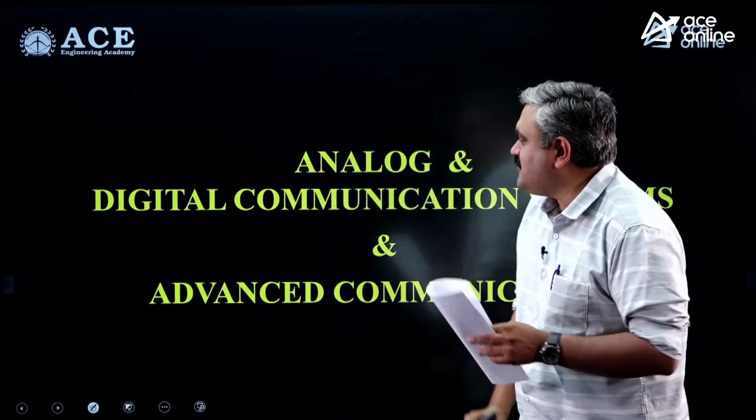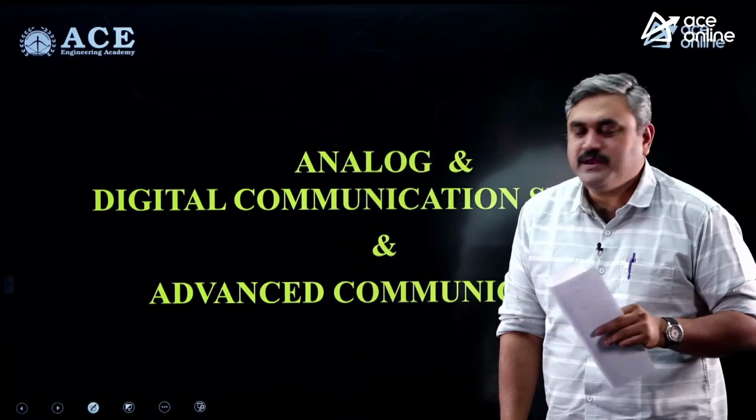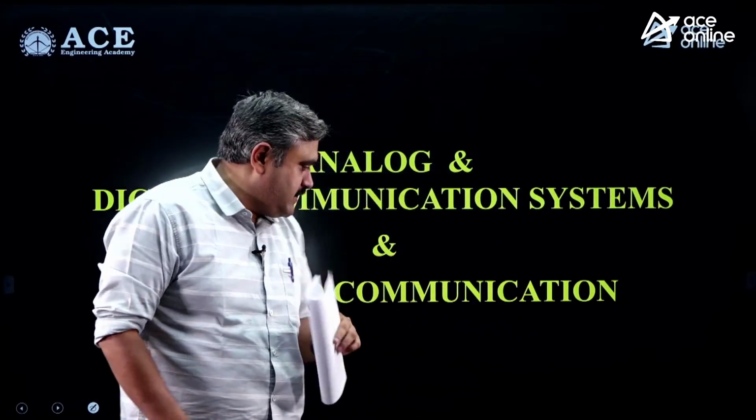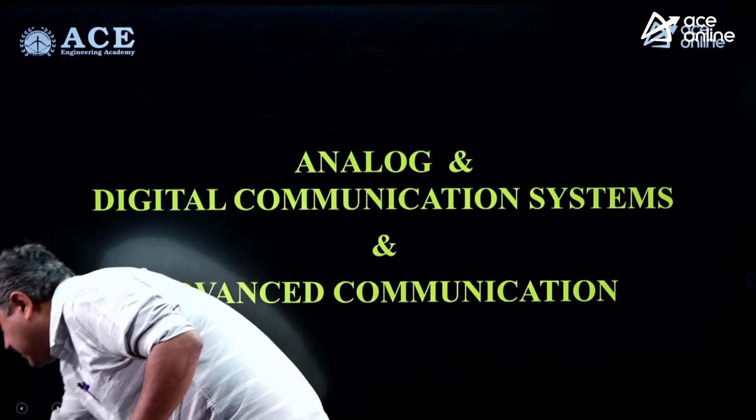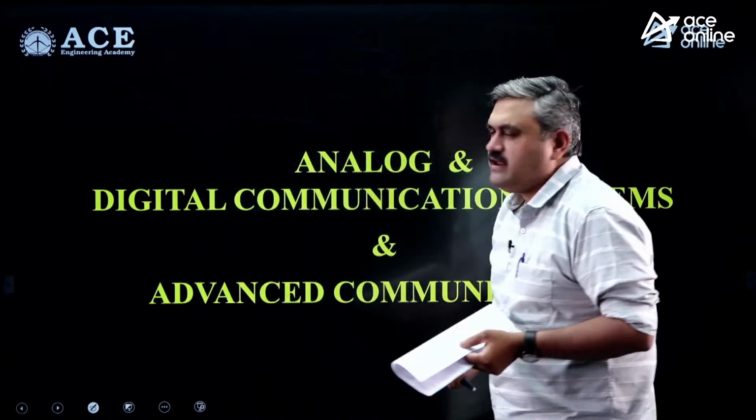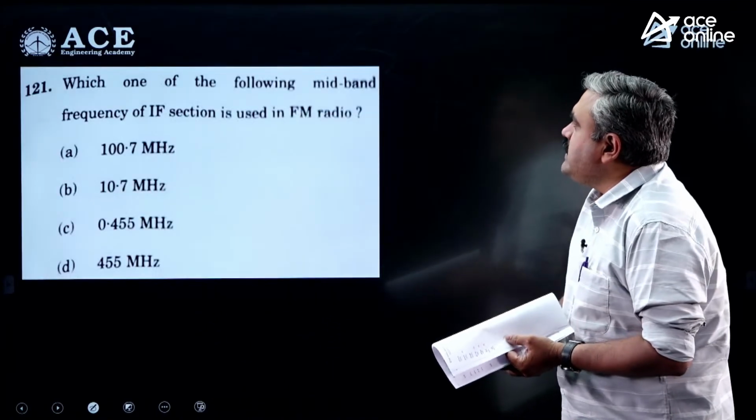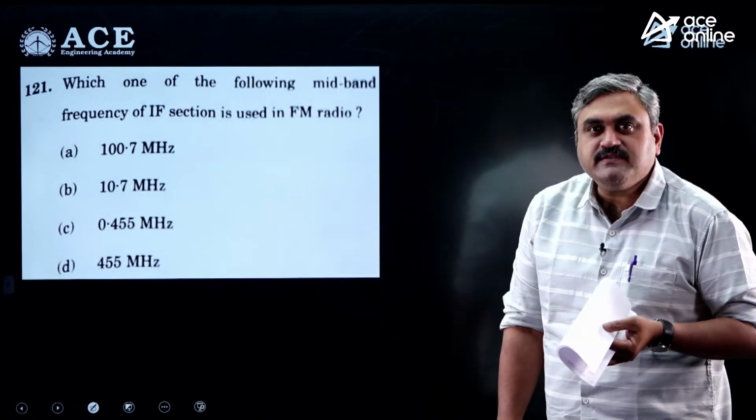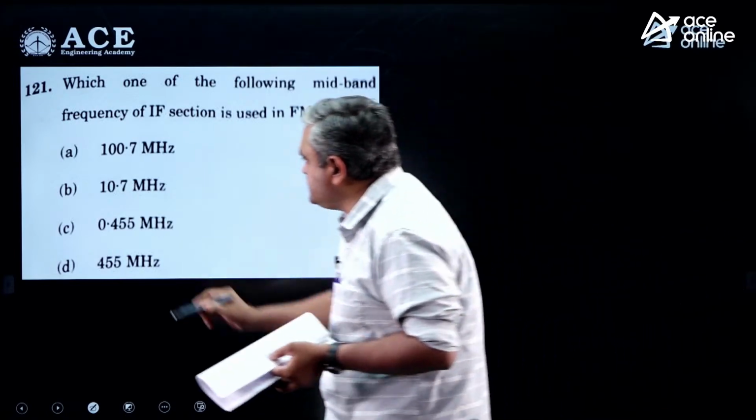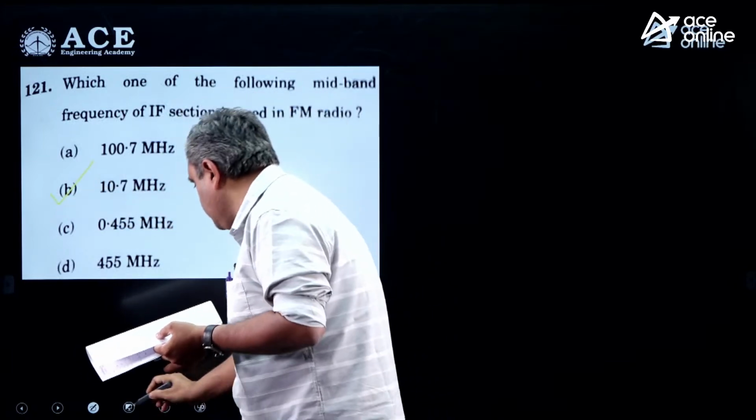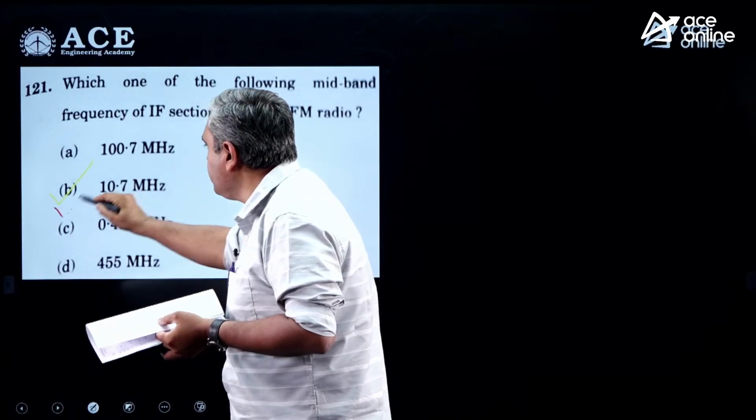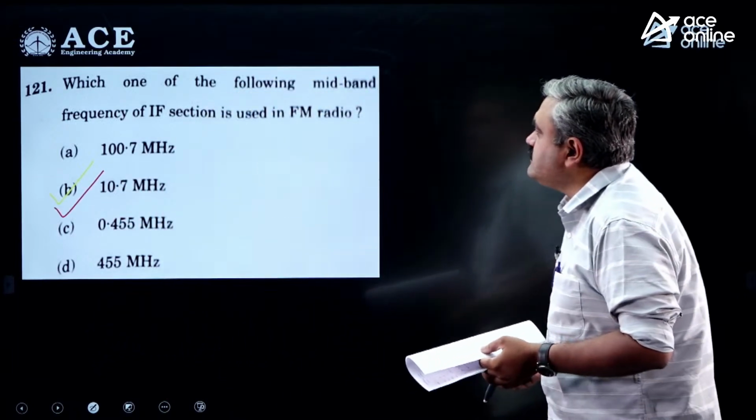Right. Now let us see the questions given in digital communication, analog communication as well as advanced communication in today's paper. Let us go through all the questions one by one. Pretty simple only, nothing very difficult. Which of the following mid-band frequency of IF section is used? So IF frequency which we use in FM is 10.7 megahertz. So direct bit. There is nothing that you need to do. Simply go with the answer. Okay. Very simple question. Next.